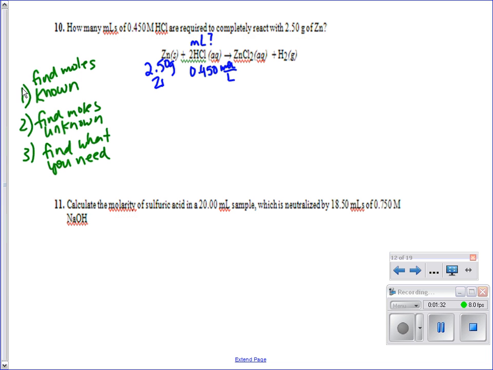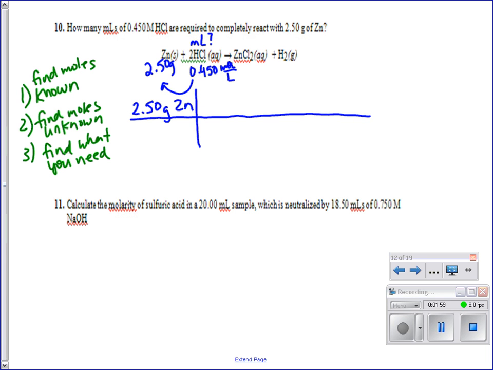And in this problem, you're basically setting up a scenario, since you're going to stoich from reactant to reactant, where you're not going to have something in excess. You want to know exactly how much of each thing you need to react with each other. Okay? Looking at this, which is your known? Zinc.